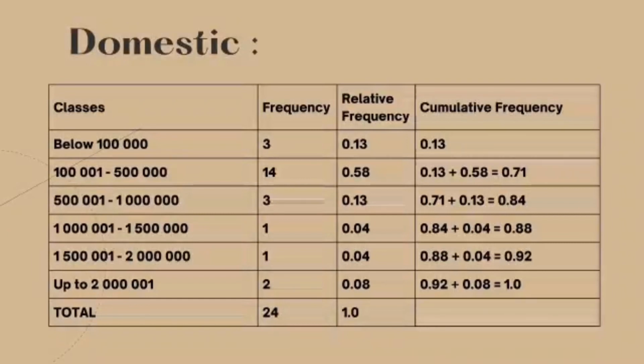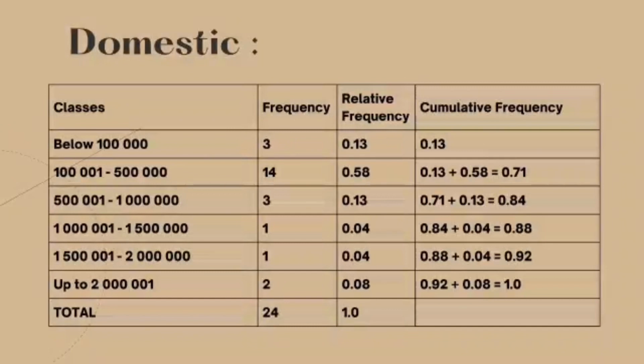To find the relative frequency, we need to divide the frequency by the total number of data values, which in this case is 24. For example, here in the domestic part, we take the frequency, which is 3, and divide it by the total data, which is 24. So the answer is 0.13.